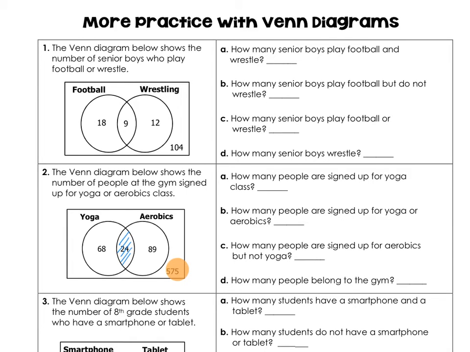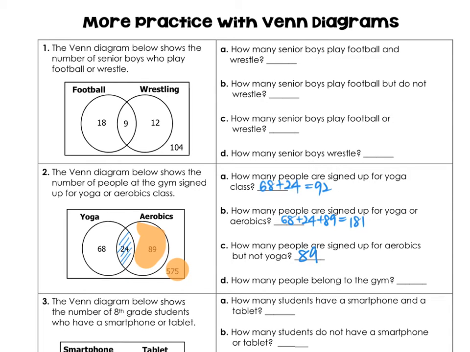Okay, so let's see how we answer these questions on the right. The first one, how many people are signed up for yoga class? So in that case, it would be 68 plus 24, and that should be 92 people. B, how many people are signed up for yoga or aerobics? So that's 68 plus 24 plus 89, and that comes out to be 181 people. C, how many people are signed up for aerobics, not yoga? So aerobics, not yoga, is this portion here. Right? So that would be 89. That's a straightforward number from the chart.